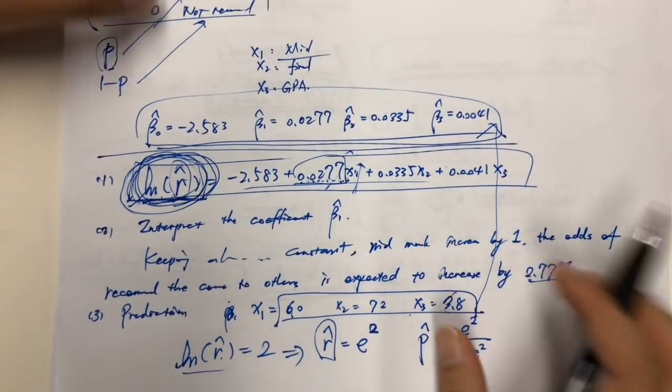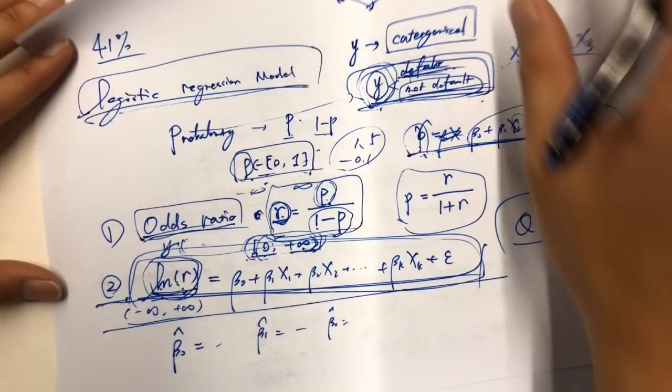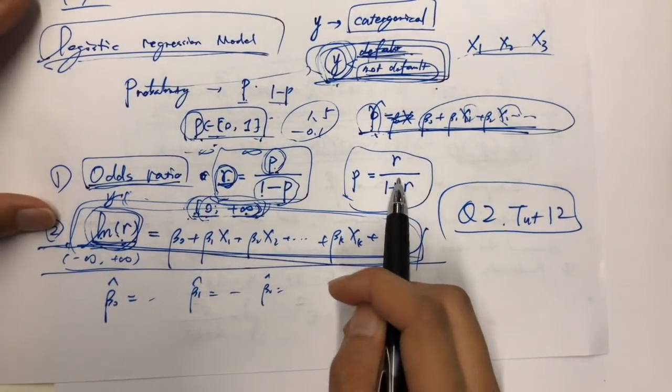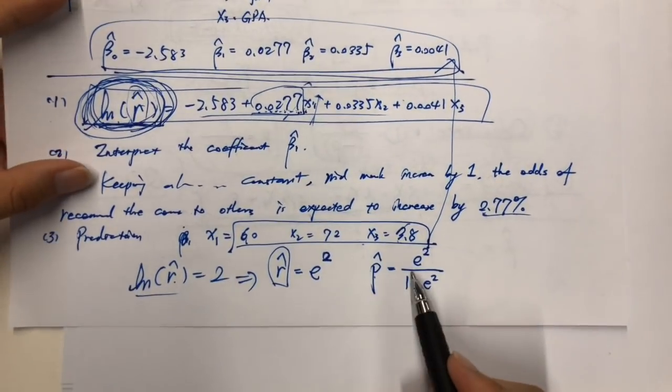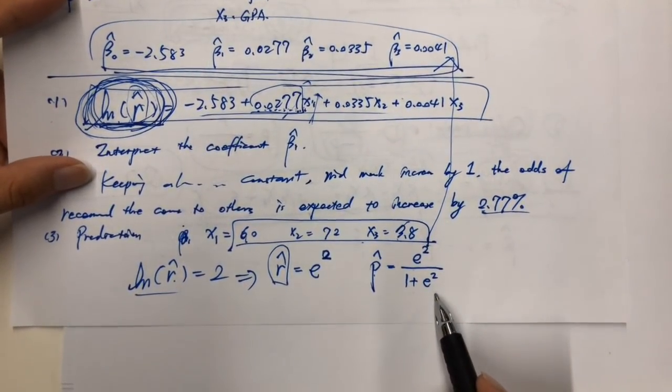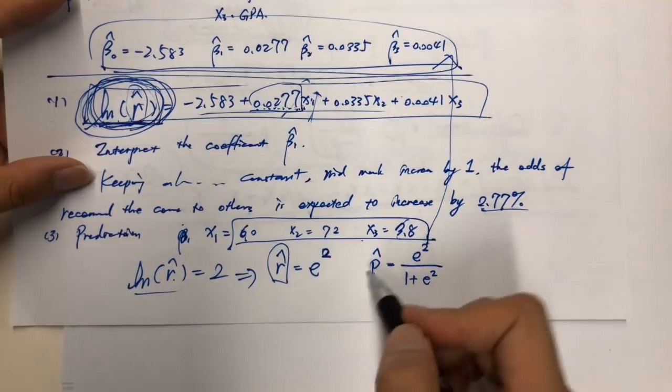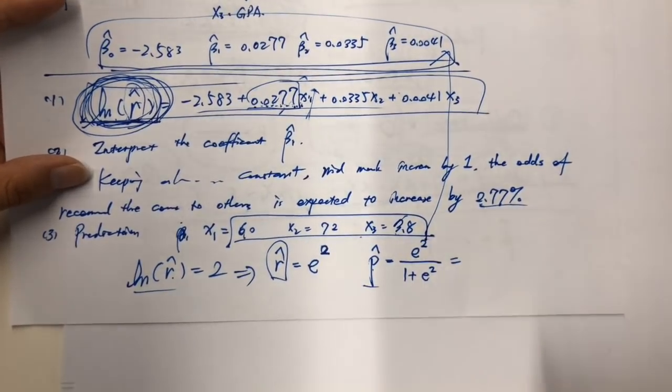Where is it? Oh, it's here, right? So this is what we just discussed: p equals r divided by 1 plus r. So here we have p hat equal to r hat divided by 1 plus r hat, right? In this way, we can calculate p hat.